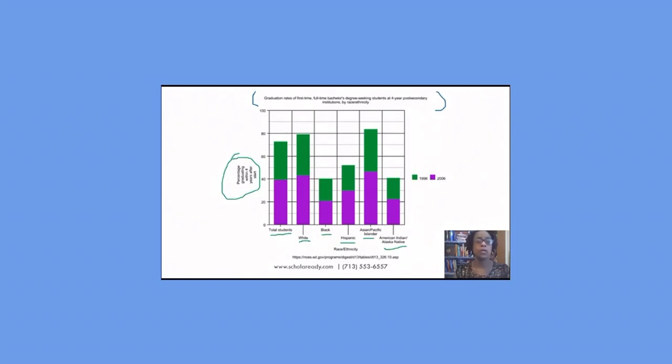All right, so what I notice here is with the green, with total students, there's less green in 1996 than it is purple in 2006. So that means we have a greater percentage of students, total students of all ethnicities and backgrounds, graduating in 2006 than we did in 1996. We see the same for white students. White students, we have more purple, so a greater rate in 2006 than green in 1996.